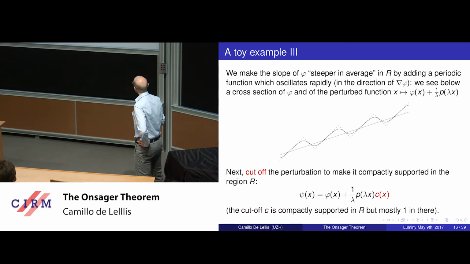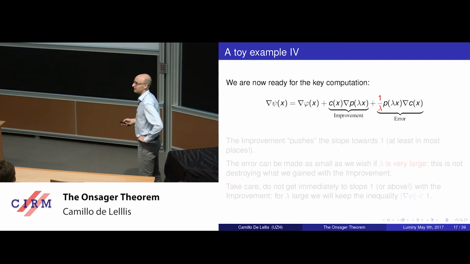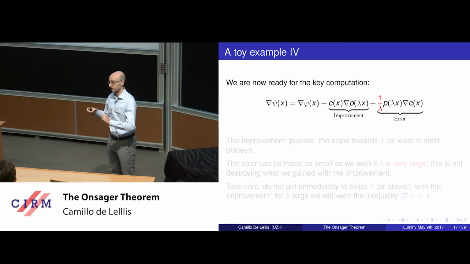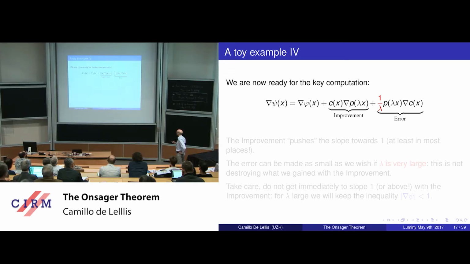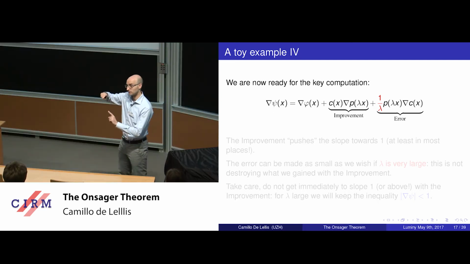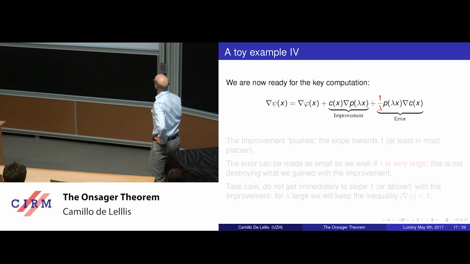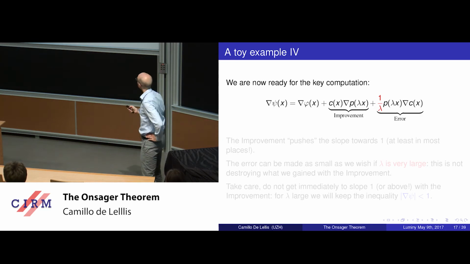Okay? Well, once I do that, of course, it's a little bit tricky because a cutoff function has very high gradients, right? But if you make a simple computation, you see that the gradient of my perturbed function is the gradient of the old function, then there is when the derivative falls on the perturbation p and not on the cutoff, and this is improving my slope to 1. And then there is when the gradient falls on the cutoff, and this is a kind of error term. Now, the error term has a 1 over lambda term. And if I take lambda very, very large, this error term actually can be considered as a small error.